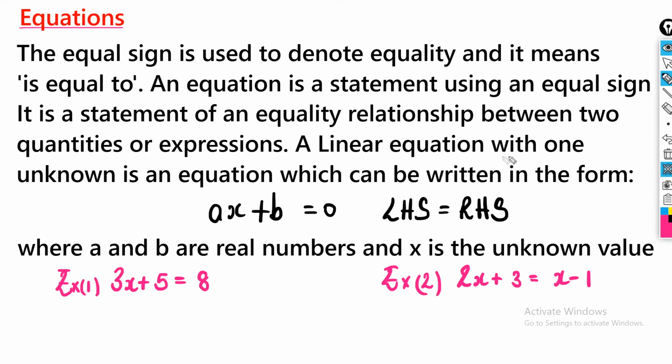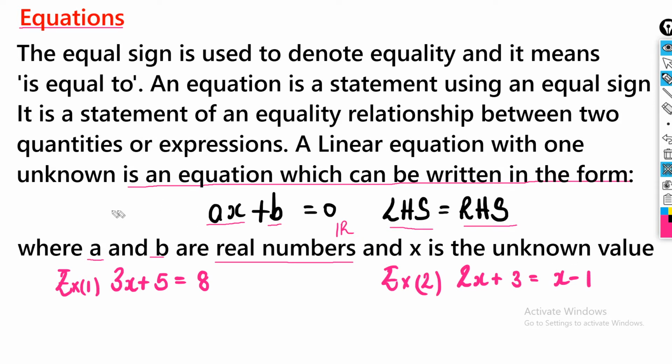A linear equation with one unknown is an equation which can be written in the form ax plus b is equal to 0, where the left-hand side is equal to the right-hand side. That's pretty much how most equations look, where a and b are real numbers, so part of the real number set, and x is the unknown value.